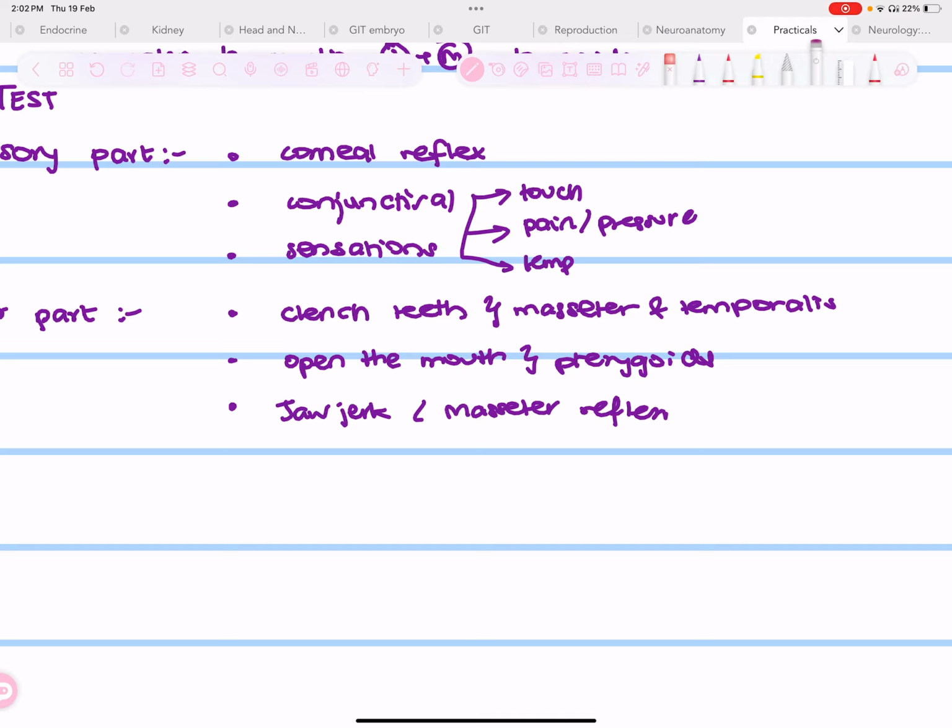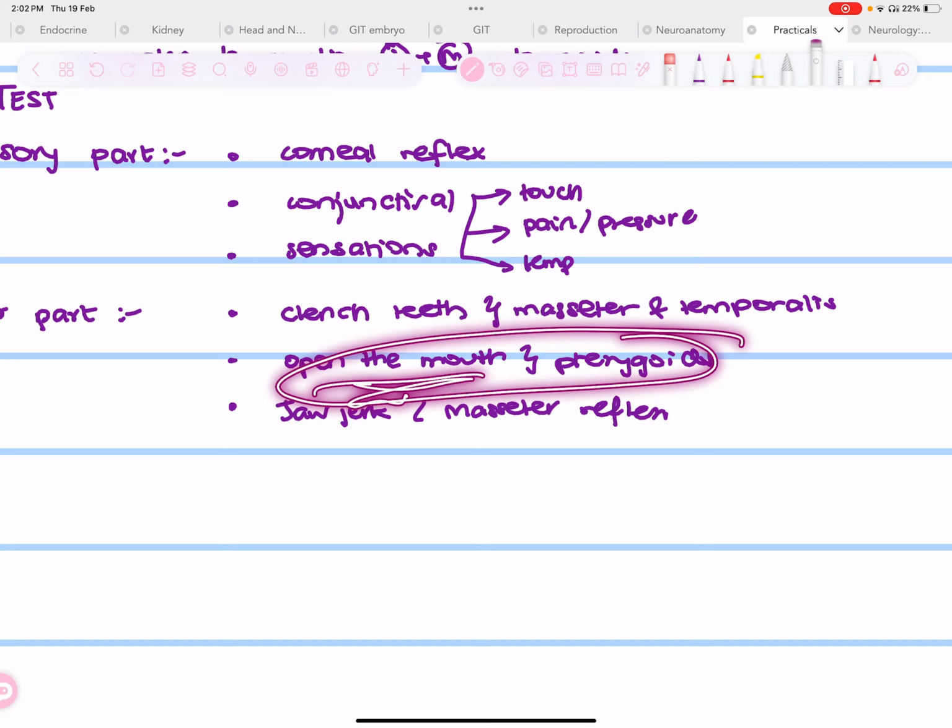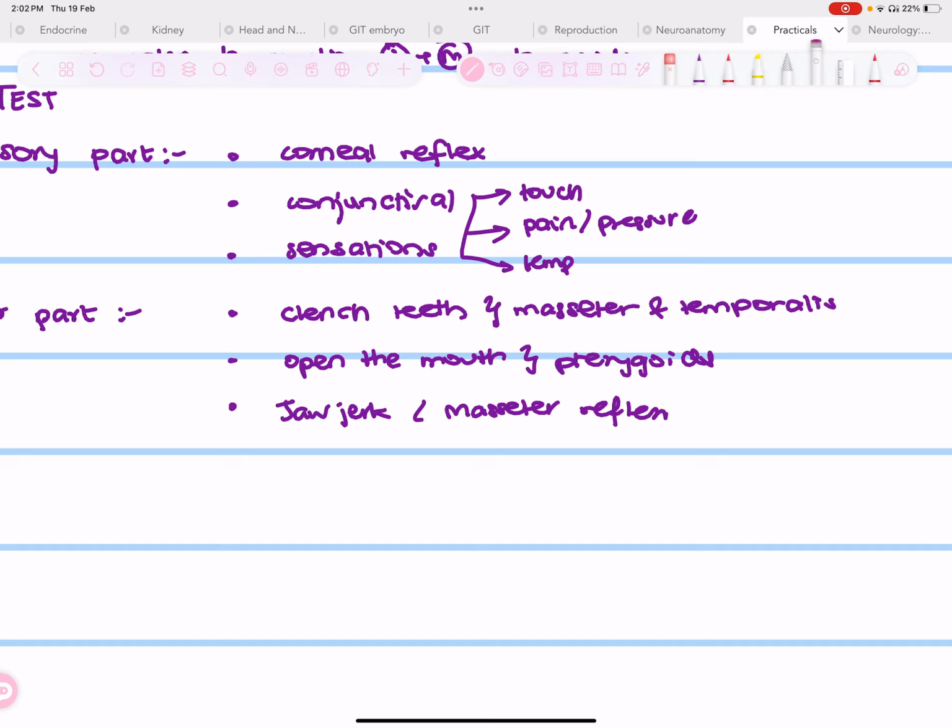And other than that, if you want to check the weakness, what you can also do is ask the patient to move the angle of the mouth from side to side. So move the angle of the mouth from side to side, and by that you can check the weakness of these muscles.